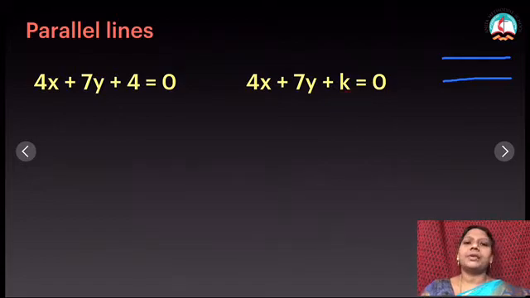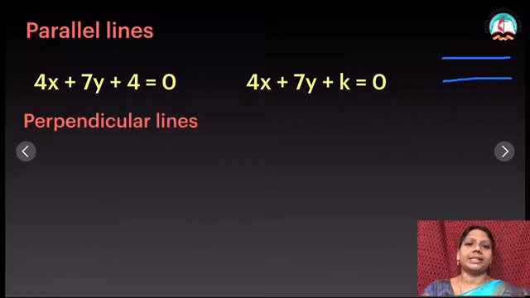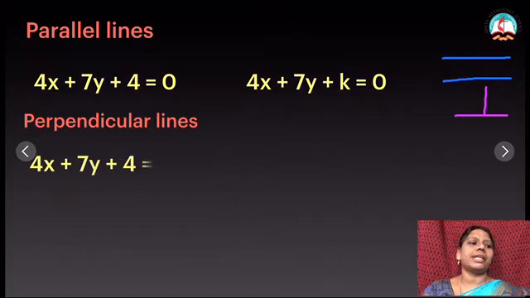Okay, now we are going to look at perpendicular lines. Perpendicular means we know the condition, that m1 into m2 equal to minus 1. Now I am taking the same equation, 4x plus 7y plus 4 equal to 0. So now what do we have to do? Can you remember? We have to do two things. What are those two things?